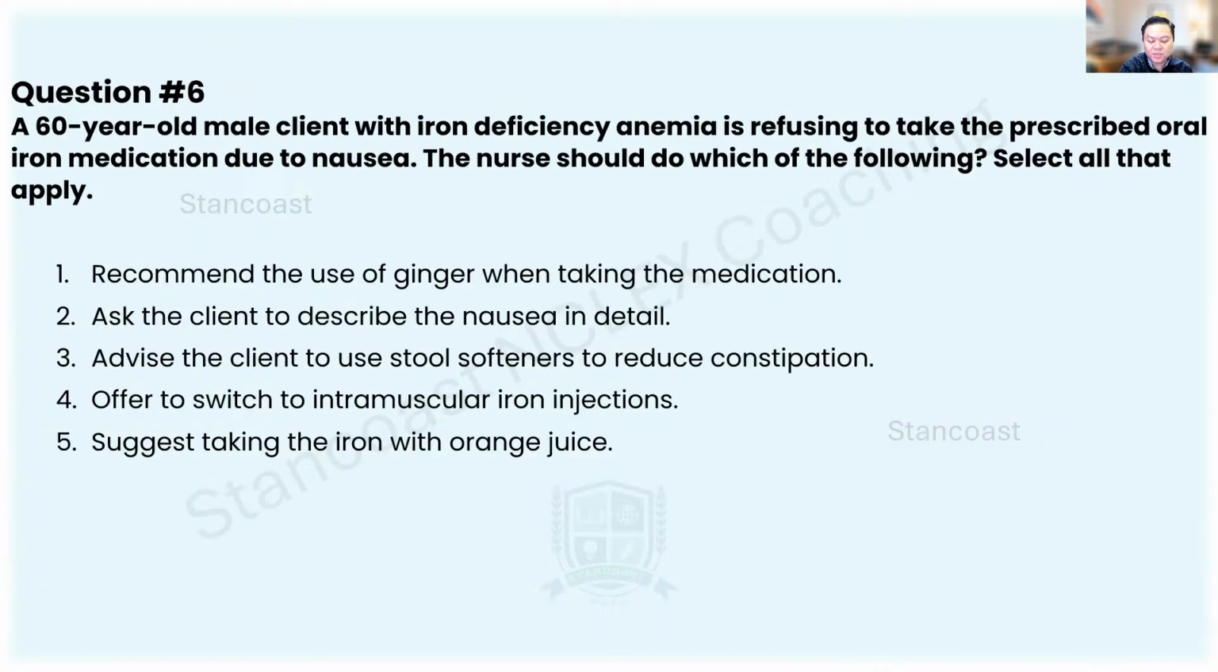Now moving on to the next one. Number 6, a 60-year-old male client with iron-deficiency anemia is refusing to take the prescribed oral iron medication due to the nausea. The nurse should do which of the following? Select all that apply.